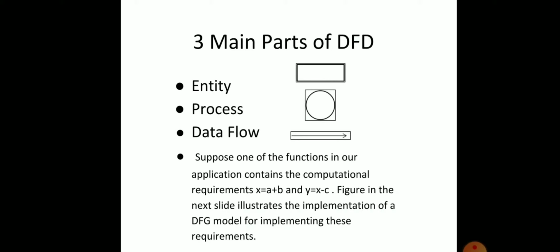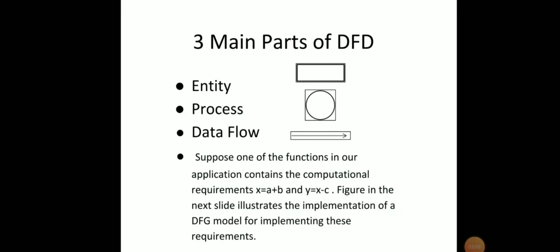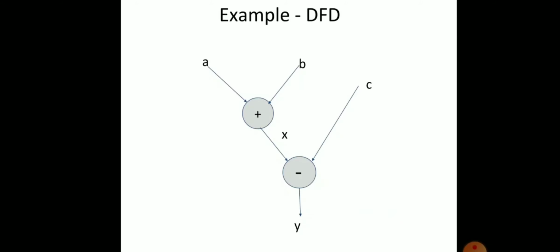Let us consider an example. Suppose one of the functions in our application contains the computational requirements such as x equal to a plus b and y equal to x minus c. Here we can see that the input variables are a and b, and plus is the operation or process taking place. X is the output of the process plus. X equal to a plus b is the operation taking place here.